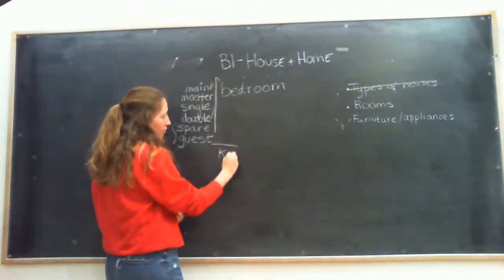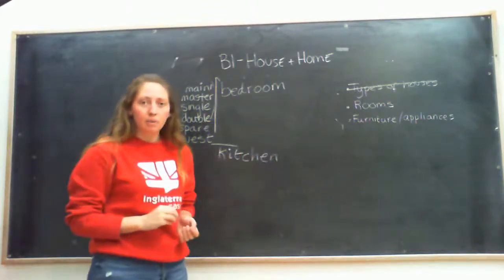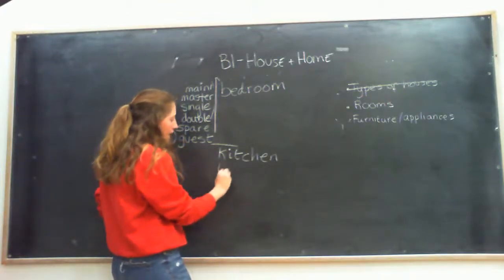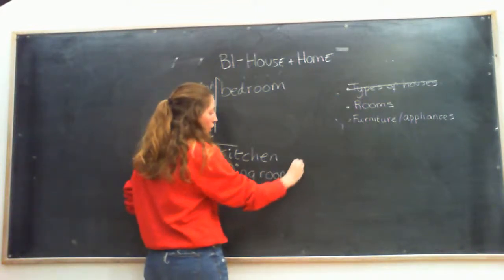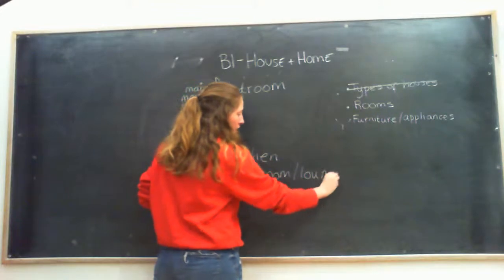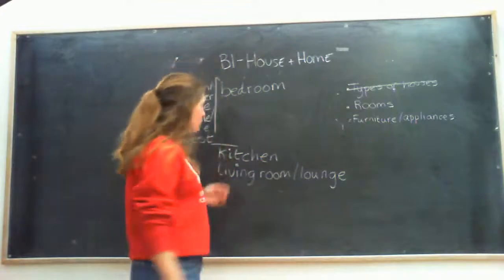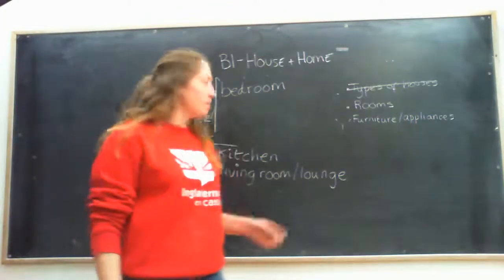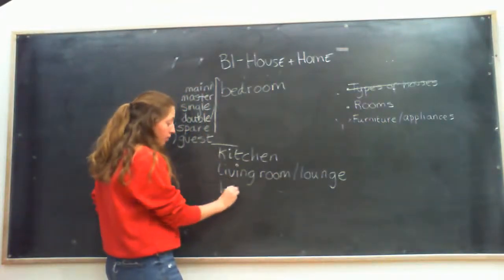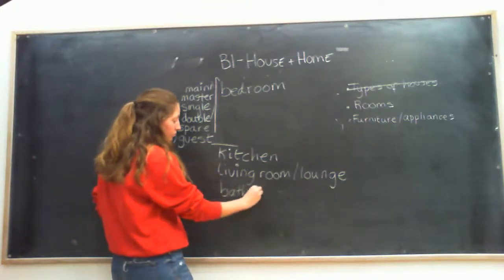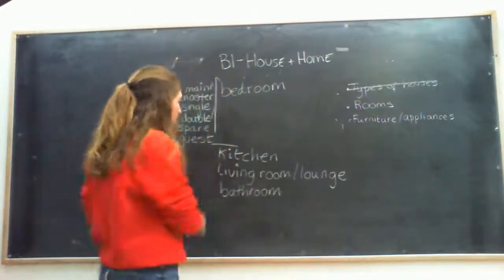Typical rooms in a house, we have the kitchen, where you do your cooking. We have a living room, or lounge. This is typically where you will lie on the sofa, watch some TV, watch some Netflix. I'm sure you're spending a lot of time in your living room at the moment. So your living room, your lounge, your bathroom, of course, where you have a shower, where you go to the toilet, where you have a bath maybe.